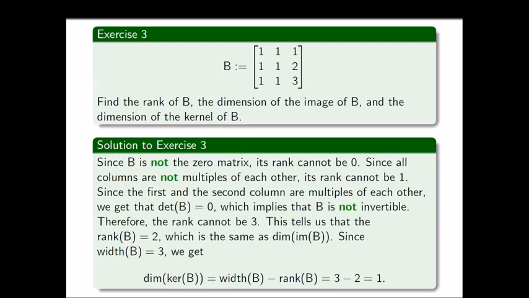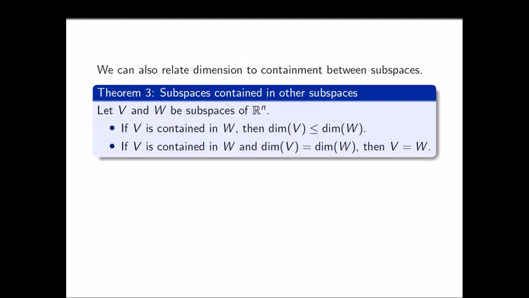And because this is a 3 by 3 matrix, its width is 3. And therefore, we get that the dimension of the kernel is the difference of the width and the rank of B, which is 3 minus 2, and therefore 1. Now, before ending this episode, I just want to mention 2 results. The first relates dimension to containment between subspaces. So what I mean by that is the following. If V and W are subspaces of Rn, and we know that V is a subset of W, so V is contained in W, then the dimension of V is going to be less than or equal to the dimension of W.